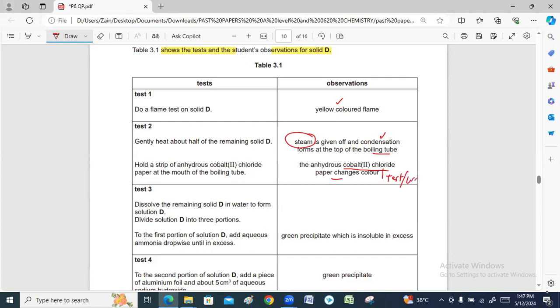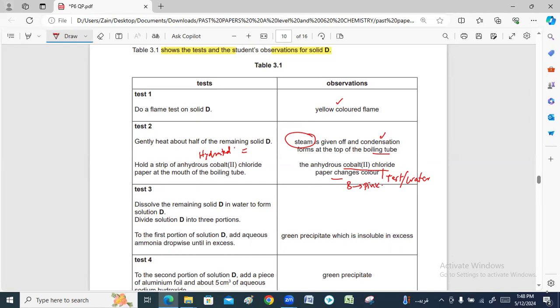To test for water, we can use two reagents, anhydrous copper 2 sulfate or anhydrous cobalt 2 chloride. Anhydrous copper 2 sulfate changes color from white to blue, and cobalt 2 chloride will change color from blue to pink. So this is the test for water. It means that this substance may be a hydrated compound, which contains water of crystallization.